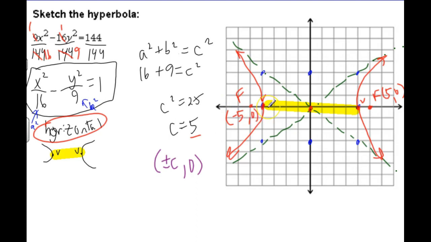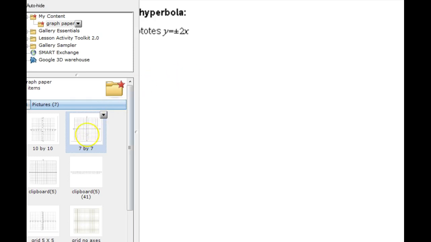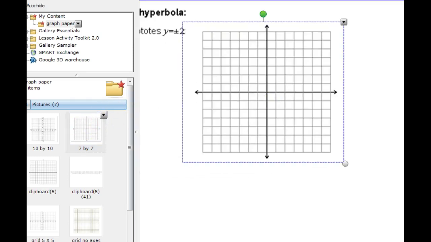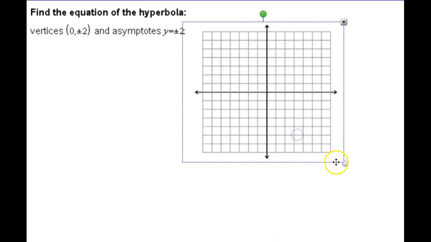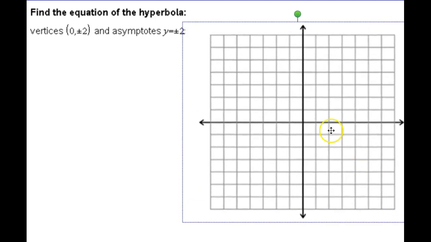Let's try one more problem here. So we've got some information, not really an equation. We're supposed to find the equation, I guess, here, right? So let's get some graph paper out and sketch what we know, and maybe that will be enough here.